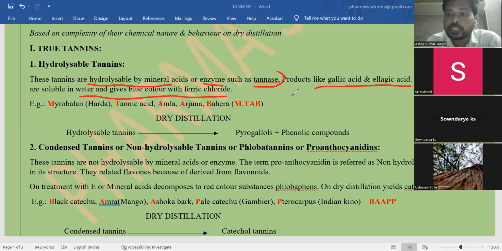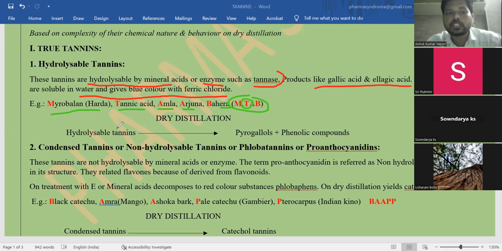So they will ask, all are hydrolyzable tannins except, and which of the following is not a hydrolyzable tannin? Like that they will ask the question. For that you have to remember the examples with the help of a trick like M-TAB. M means myrobalan, generally known as Arda, and tannic acid, Amla, Arjuna, as well as Bahara. So M-TAB is true tannins, and in this category hydrolyzable tannins. The hydrolyzable tannin examples are M-TAB, that is myrobalan, tannic acid, Amla, Arjuna, as well as Bahara.